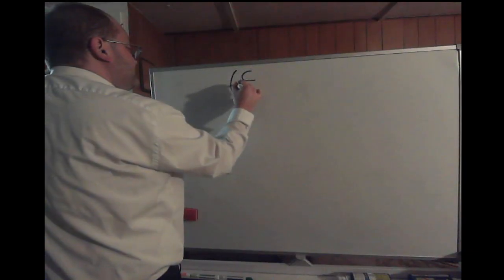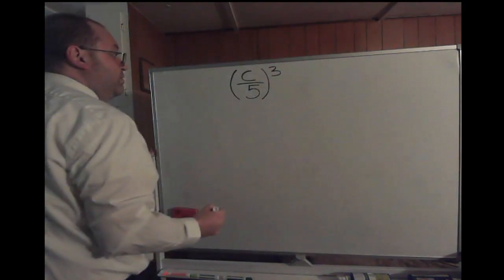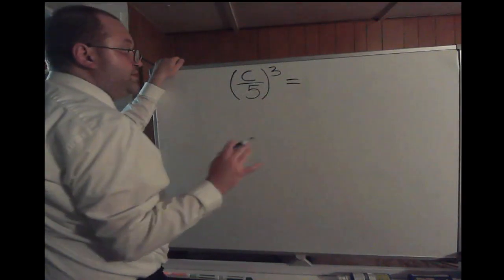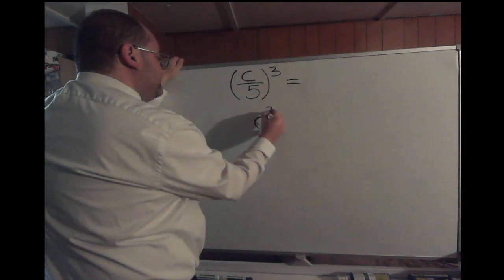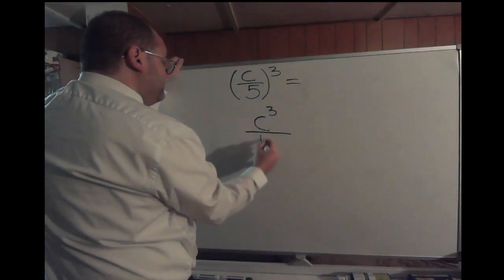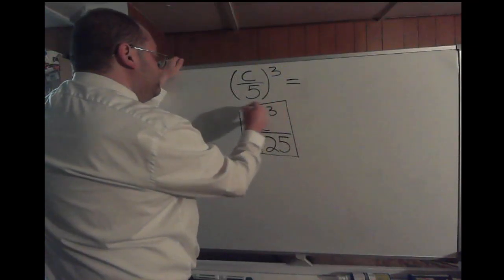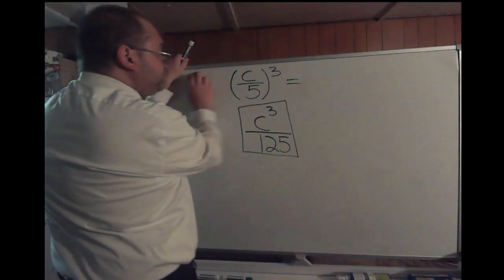Similar one, we have c over 5, that quantity to the third power. Well, in the numerator you have c to the first, raising that to the third power. 1 times 3, that's 3, so you're going to get c to the third in your numerator over 5 to the third in your denominator. That'd be over 125. So the answer you should get for this would be c to the third over 125. These really aren't too bad when you have a quotient to a power.